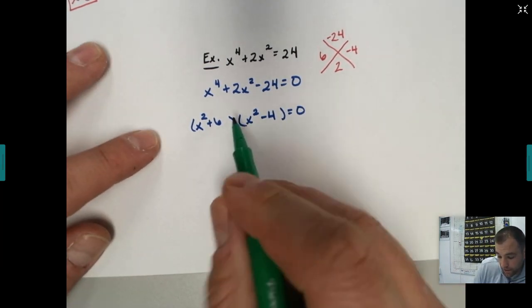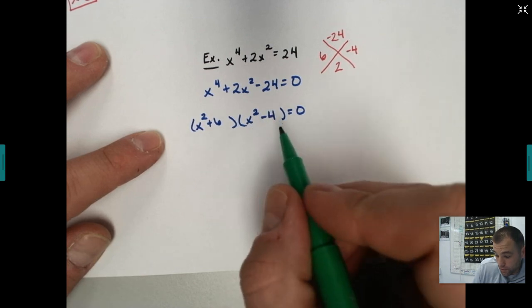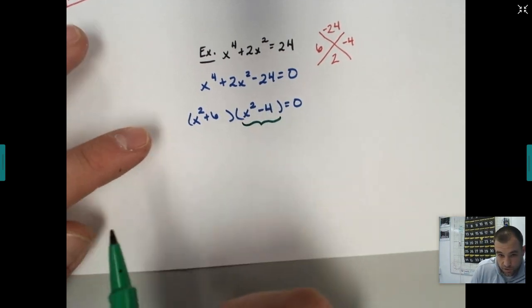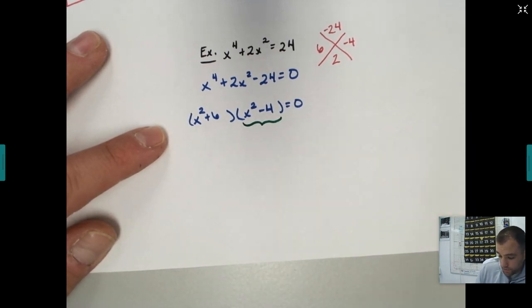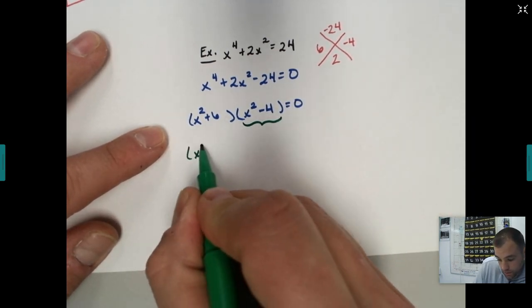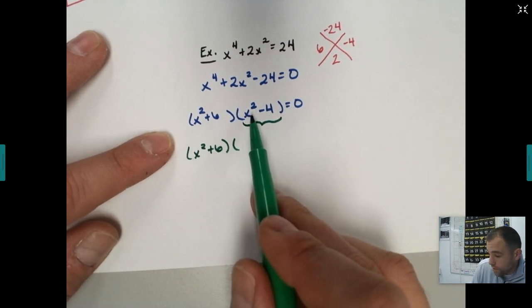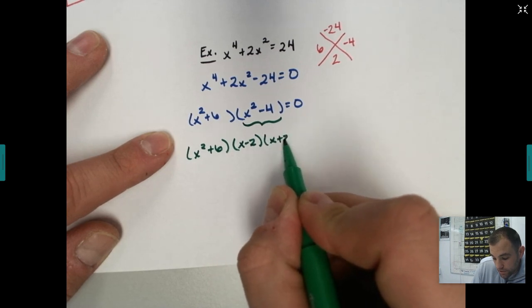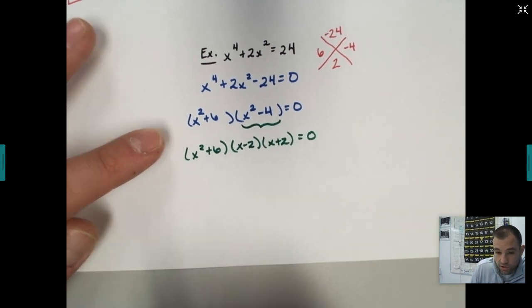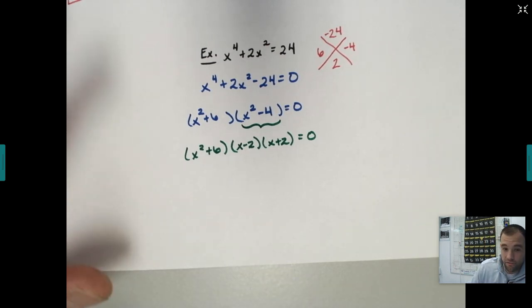So let's see if I can factor the first one. x squared plus 6, can't do anything. x squared minus 4, this is a difference of squares. So I can do that one even further, right? So the first one's not going to change. x squared plus 6. The second one I can turn into x minus 2, x plus 2. And it all still equals 0. Now I've factored it totally.